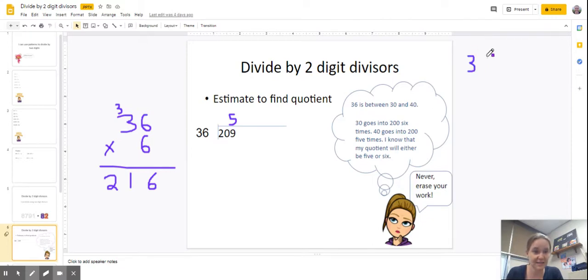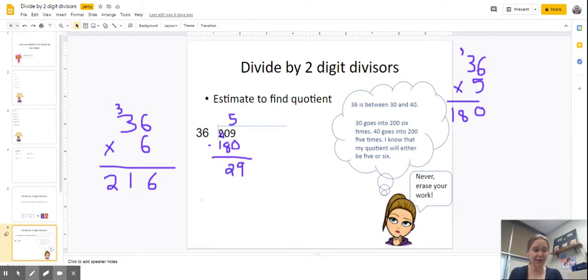So let's take 36 times 5, and I know that 5 times 6 is 30. Write my 0, carry my 3. 5 times 3 is 15, plus 3 is 18. So we get 180. So I'm going to write that answer right down here. Subtract: 9 minus 0 is 9, and then 9 minus 8 is 1, 2. So I get 29.